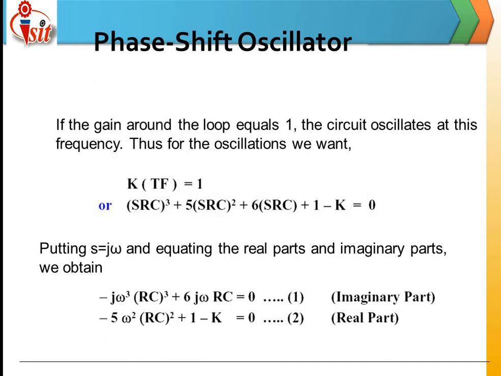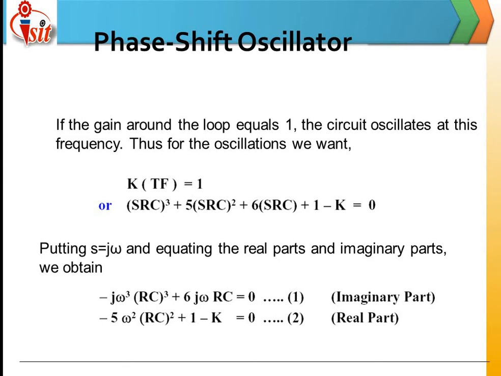Then next is the phase shift oscillator. If the gain around the loop is equal to 1, then the circuit oscillates at this frequency. Thus for the oscillations we want K times TF equal to 1, or (SRC)^3 plus 5 (SRC)^2 plus 6 SRC plus 1 minus K equal to 0.